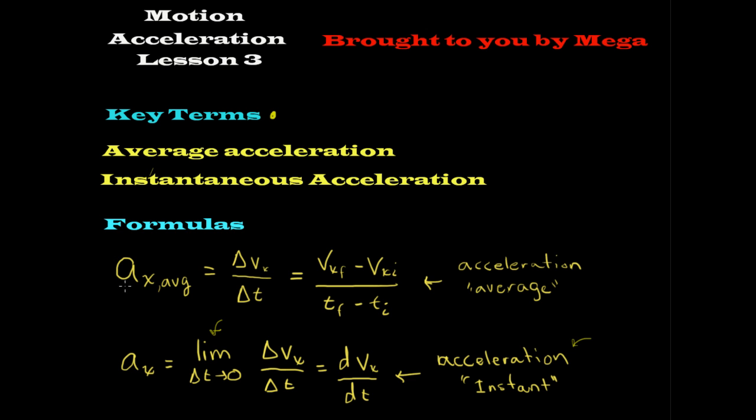The formulas for those, the average acceleration is right here. Remember, this gives you your clue that this is a vector quantity. That's the change in the velocity over the change in time. Note that the average velocity was the change in the displacement over the change in time. So now we're doing the change in velocity over the change in time, and this is acceleration. And we're going to talk about the difference between average and instantaneous acceleration.